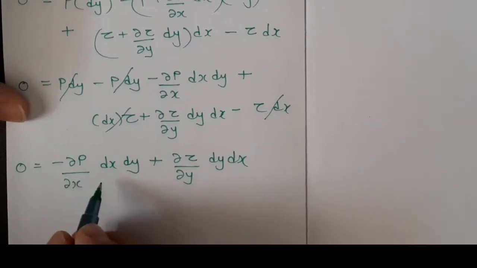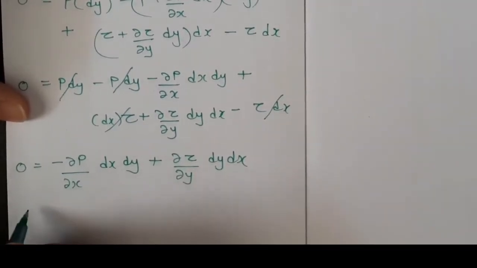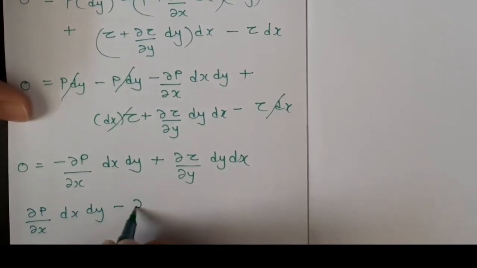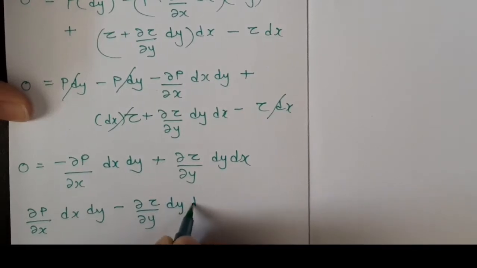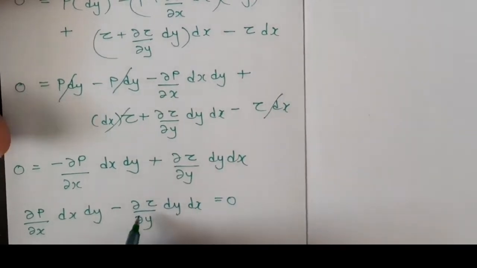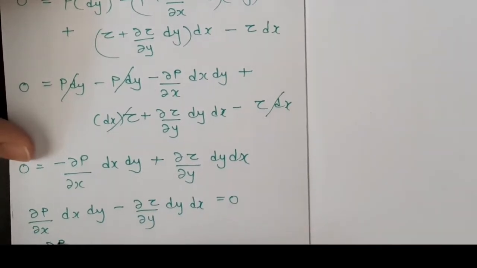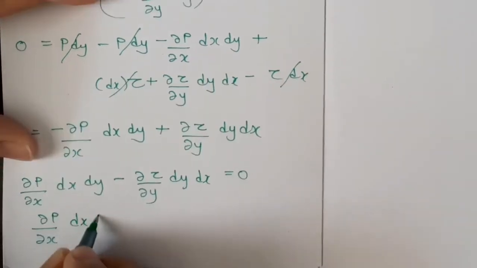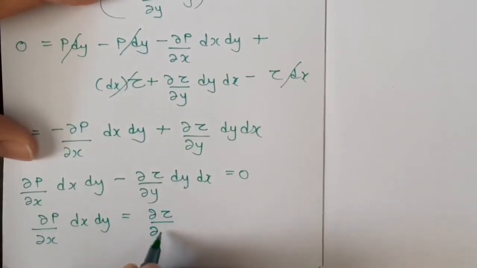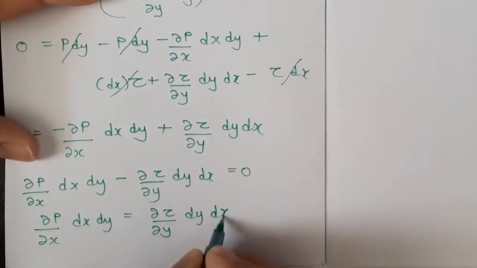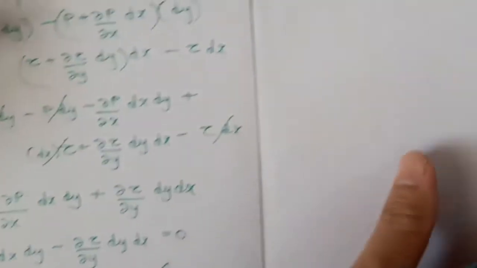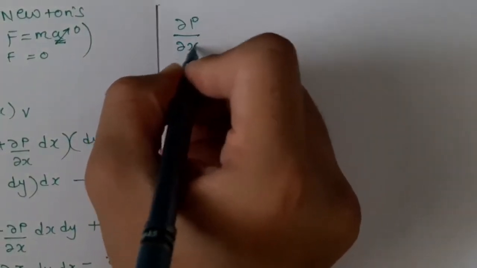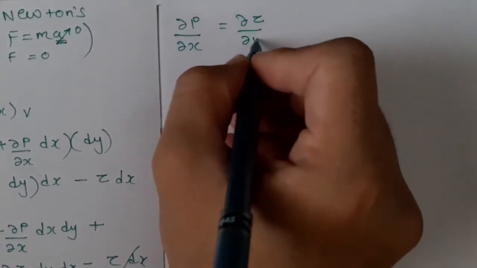By multiplying with minus, we get ∂P/∂x dx dy minus ∂τ/∂y dy dx equals 0. Now moving this term to the RHS, we get ∂P/∂x dx dy equals ∂τ/∂y dy dx. So this dy and dx get cancelled, and we get ∂P/∂x equals ∂τ/∂y, okay.